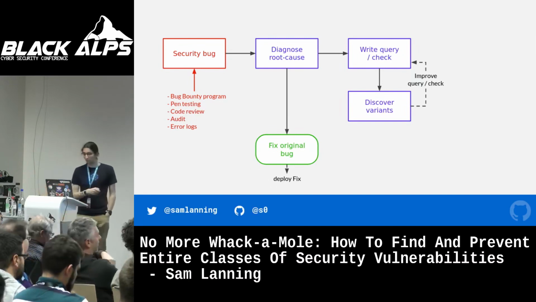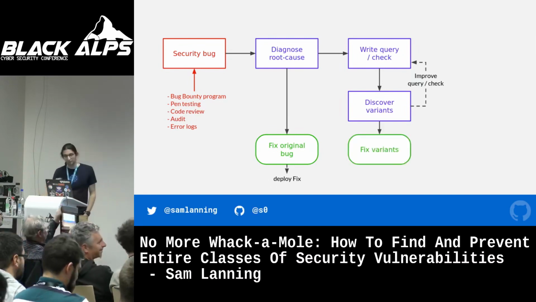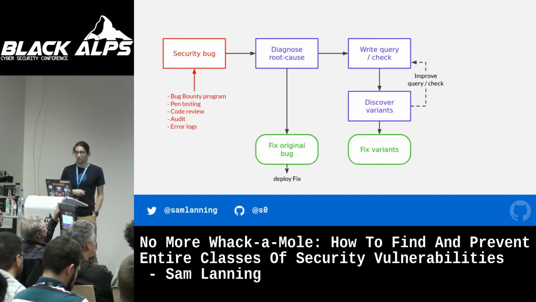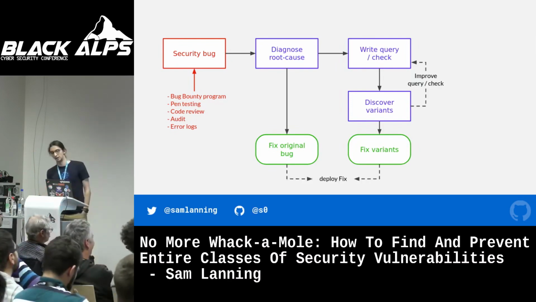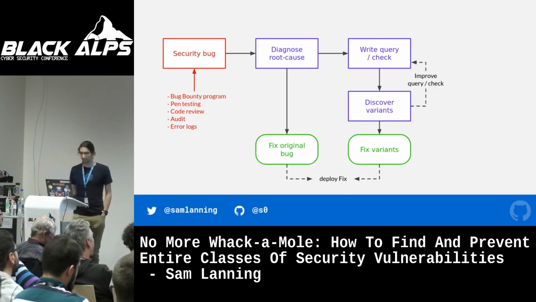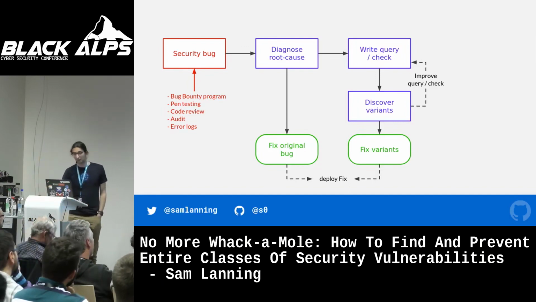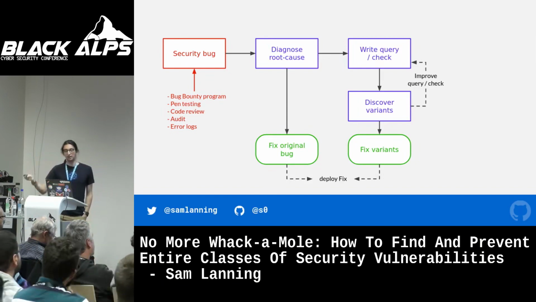It would then be at this point, after you've fixed all these variants, that you would then deploy a new version of the code to your users, fixing all of these vulnerabilities at the same time. Beyond this, now that the query is written, you can actually run these queries regularly, continuously monitoring your code for new variants.